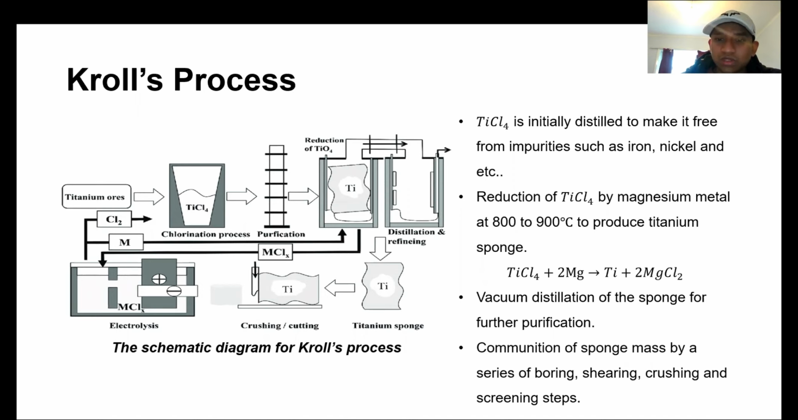The sponge is then crushed, and the metal and salts are separated by high temperature vacuum distillation. These salts are then recycled through electrolytic cells to produce sodium and magnesium for reuse in the metal reduction, and chlorine for reuse in chlorination of the ore.